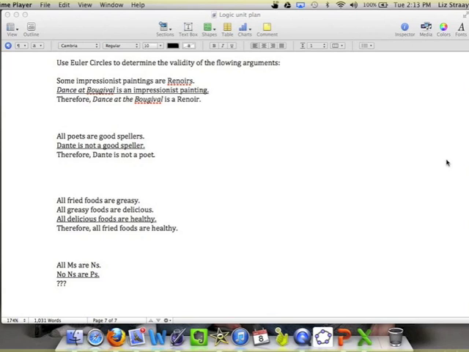But when we start to talk about alls, then our Venn diagram circles would be totally overlapping, so one circle completely fits inside of another circle. So it says some Impressionist paintings are Renoirs. How we would do that is with a regular Venn diagram. So I've got Impressionist painting and Renoir. So some are both, some are just Impressionists, some are Renoir.